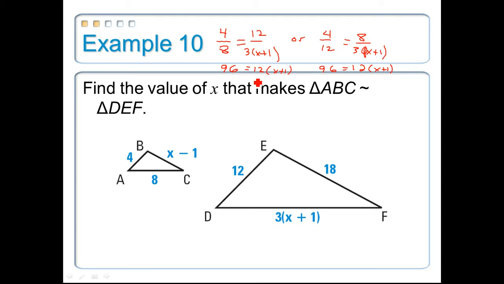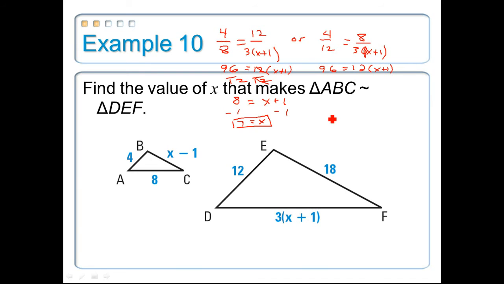Well, instead of distributing, I'm going to divide it by 12. Save me some work. And that will be 8 equals x plus 1, because these cancel out. And then I subtract 1, and I get x equals 7. So that was using 4 and 12 and 8 and 3x plus 1.